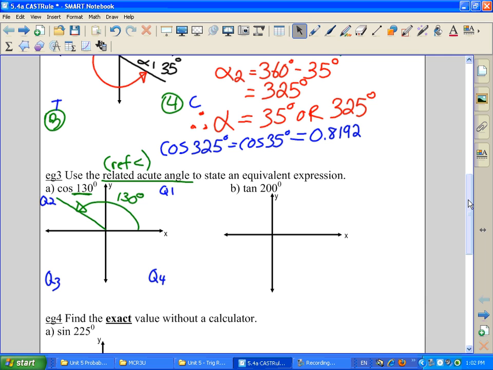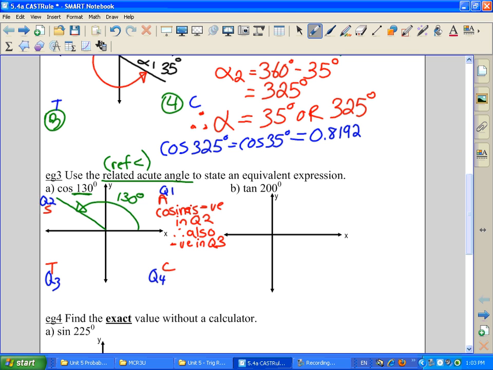Now let's take a look at the CAST rule, folks, to help us out with this situation. C-A-S-T. In quadrant 2, is cosine positive or negative? It is negative. So cosine is negative in quad 2. Okay, where else is it going to be negative? It's also going to be negative, therefore also negative in quad 3. So that's going to help us.